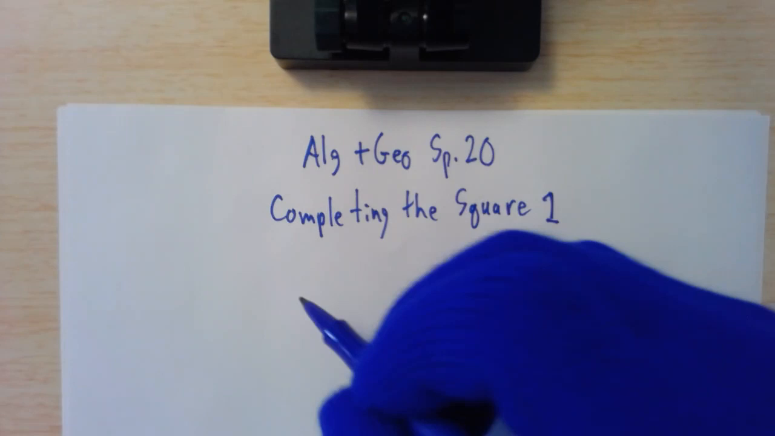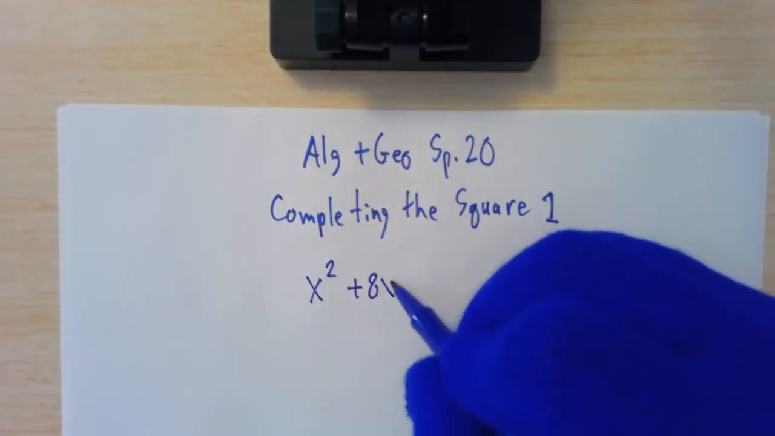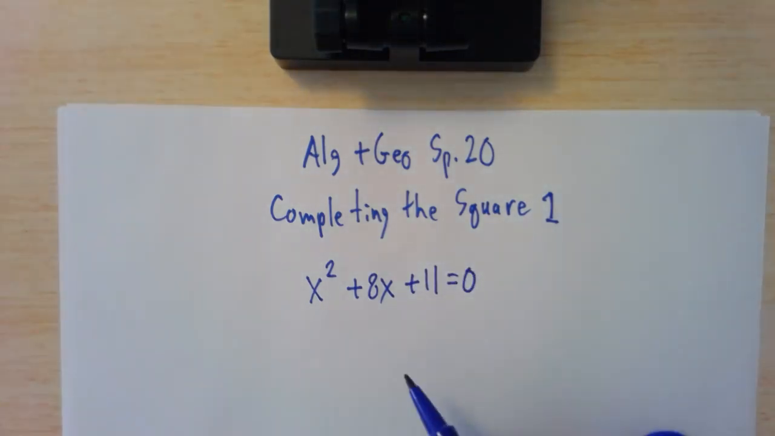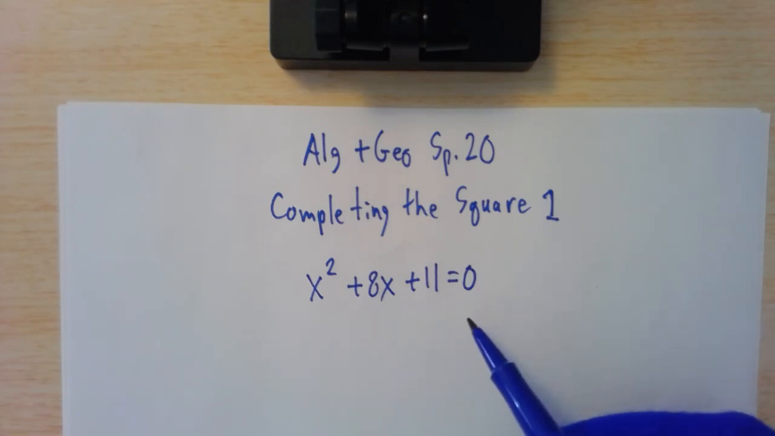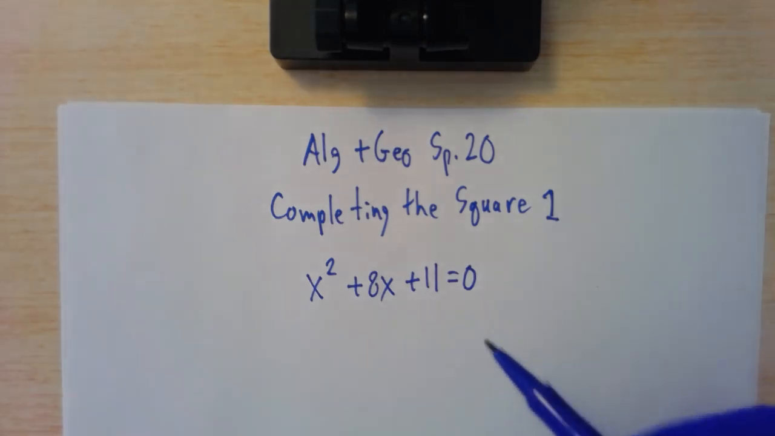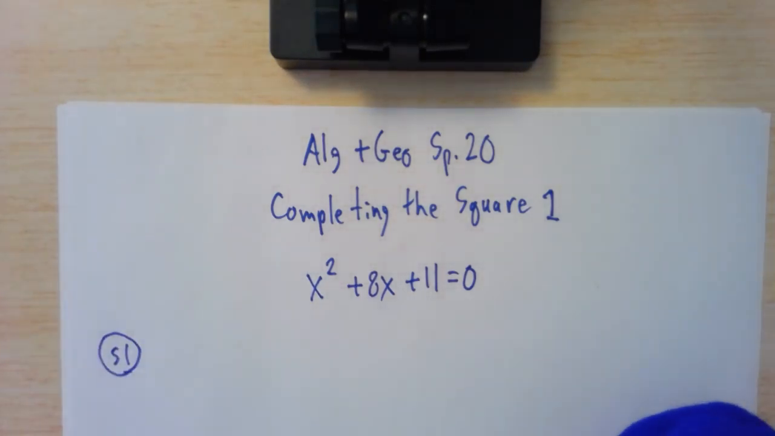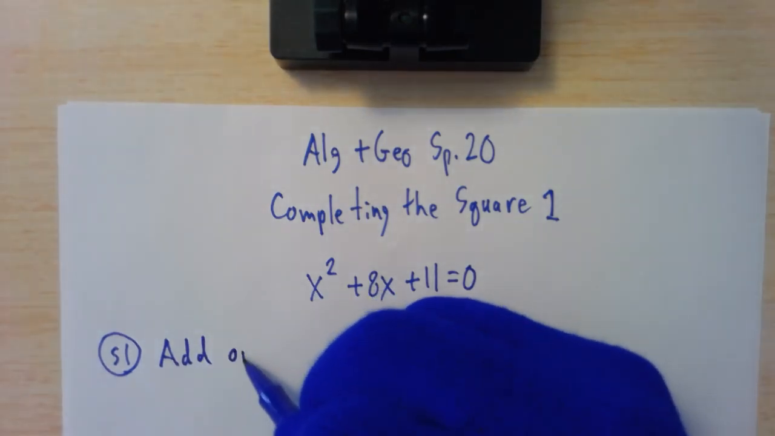The first question we have is if I have x squared plus 8x plus 11 equals 0. And as they're asking me this question, they want to know what number do I need to add to both sides so that I can complete the square. Well, I'm going to go with step 1. I'm going to start from the very beginning. The first step that you want to do is you want to add or subtract.